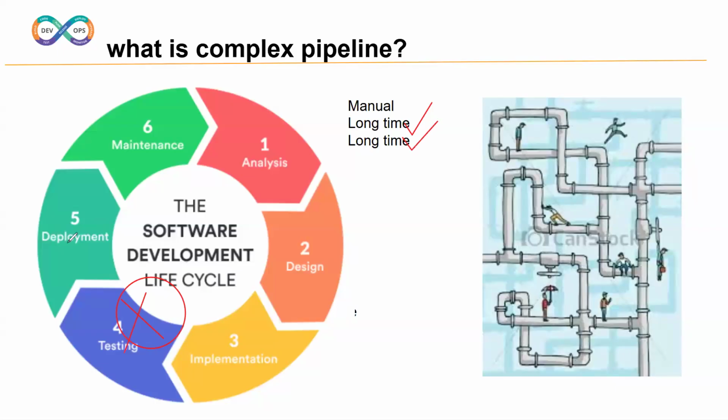That means the cost will increase and the quality will decrease. And that means our customer is also not satisfied. That is the reason we are going to be replacing the complex pipeline with what? Transparent pipeline.